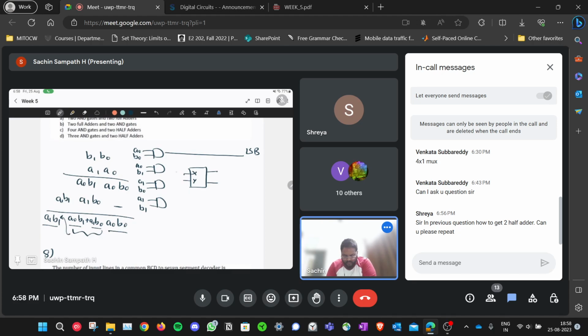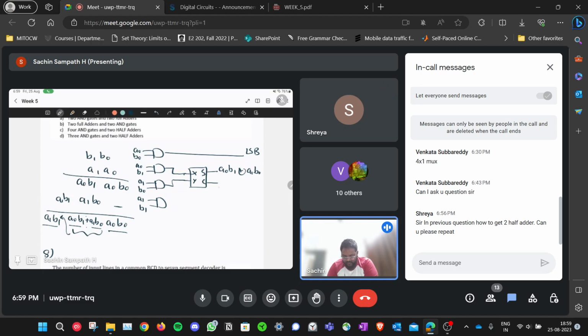So X, Y, sum and carry. You will feed this A0 B1 here to one of the inputs, and A1 B0 will be given to the other input. Sum will give you A0 B1 plus A1 B0 or whatever it is. It will do XOR, right? So this is binary addition. That's not decimal addition.